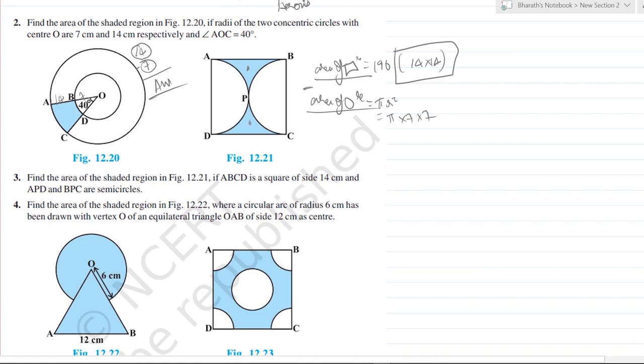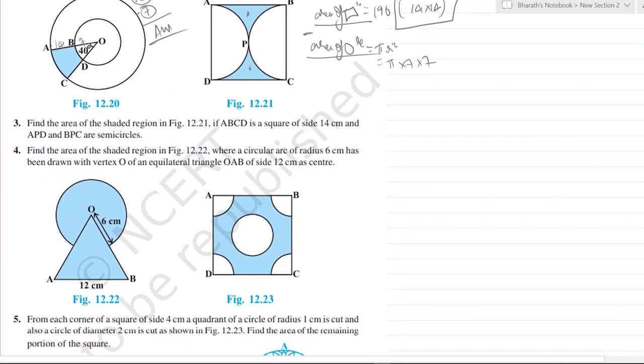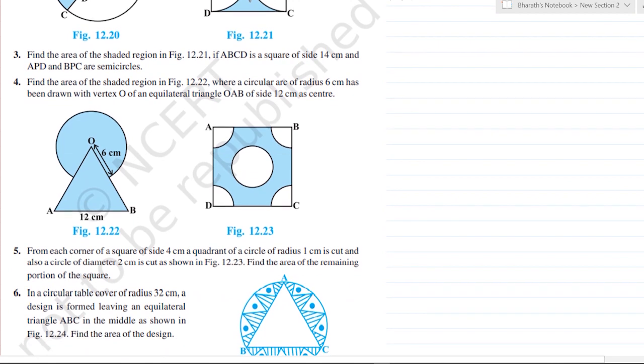Find the area of the shaded region in figure 12.22, where the circular arc is also there. Yeah, fine. So here, area of circle is equal to pi r square, 22 by 7 into 6 into 6. Fine. And here you should find an arc of this. No need for an arc.